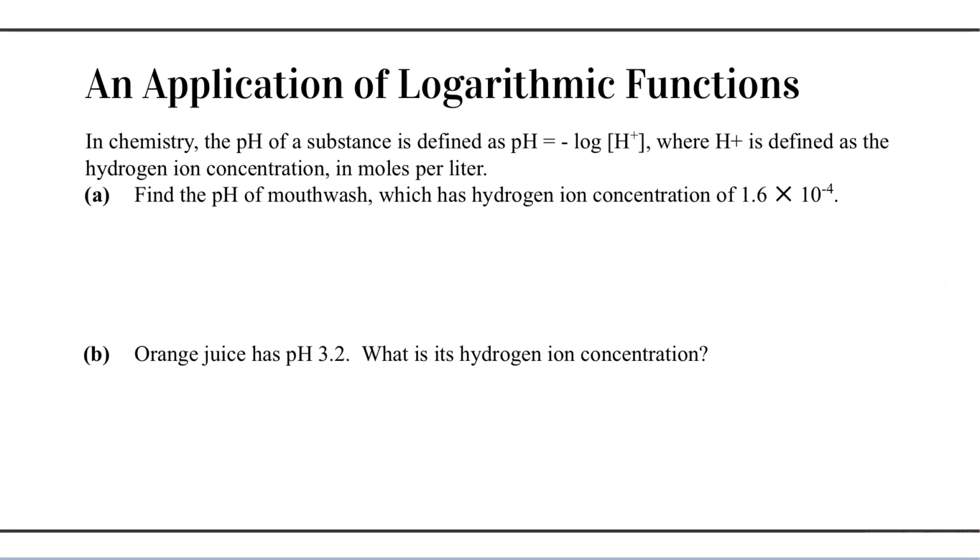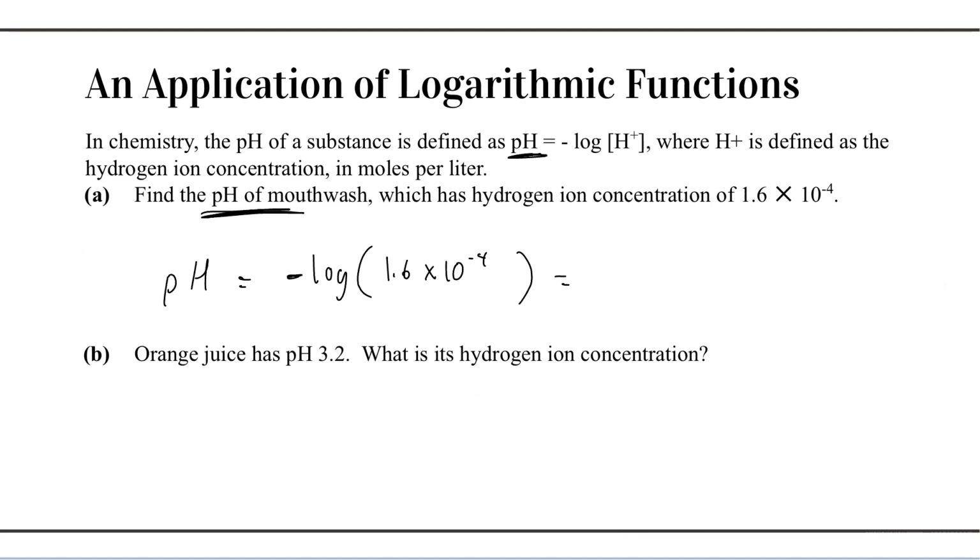So in part A, we are asked to find the pH of mouthwash, which happens to have a hydrogen ion concentration of 1.6 times 10 to the negative fourth, right? So if we're trying to find the pH, we're trying to figure out what this like y variable ultimately is, right? And we're given the hydrogen ion concentration. So if we were able to take this negative log function and then just plug in 1.6 times 10 to the negative fourth, that should be able to give you then what the pH value is, right? And so you do have the tools in your calculator to be able to evaluate that.